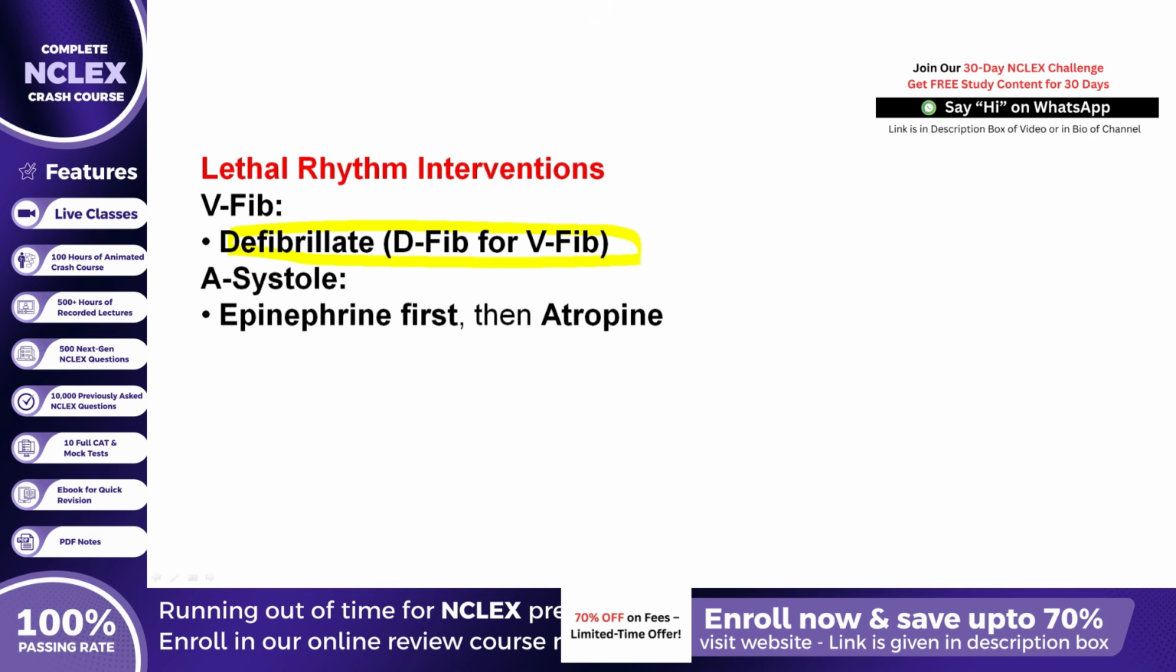For asystole, the first intervention is epinephrine, followed by atropine.